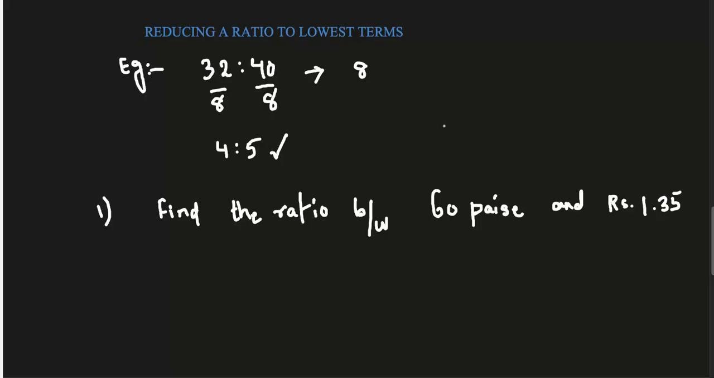4 is to 5. What is the ratio saying here? For example, the ratio of cats to dogs is 1 is to 3 in the city. So how many cats are there? 1. How many dogs are there? 3, right? So it doesn't mean that in the whole city only 1 cat is there and 3 dogs are there. It means for every 3 dogs we have 1 cat. Understood? That's why we are reducing it.